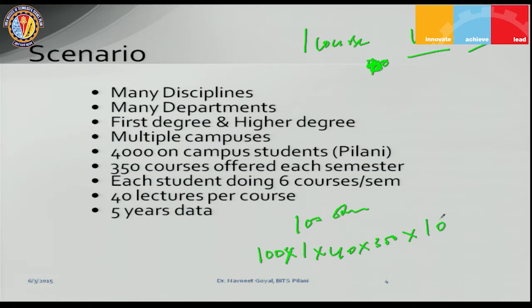So 100 students, you can see it like this. Multiple campuses, 4,000 students on campus in Pilani, 350 courses offered, each student doing 6 courses per semester, and 40 lectures per course, and 5 years of data. So you can very well see how much data we are generating through this exercise.